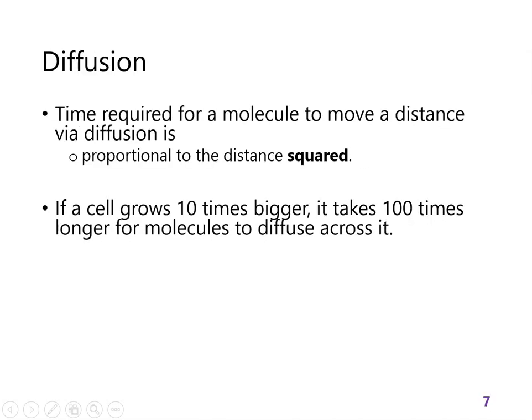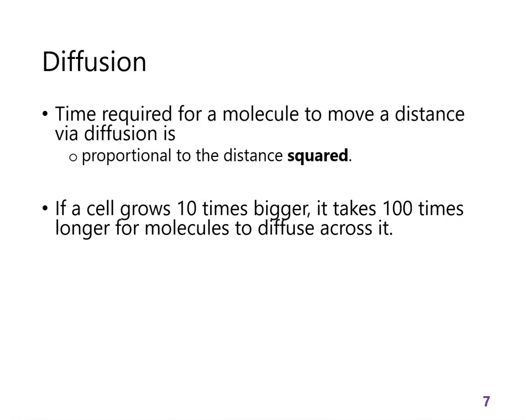The last one is diffusion. So how quickly can signaling molecules go from one end of the cell to the other? How quickly could a messenger RNA diffuse from one end of the cell to the other? And so here we could look at other physics and say that the time required for a molecule to move a distance via diffusion is proportional to that distance squared. So if it takes a minute for a molecule to diffuse 1 centimeter, it would take 100 minutes to diffuse 10 centimeters. And that's what this is showing. If a cell gets 10 times bigger, it will take 100 times longer for molecules to diffuse across it.